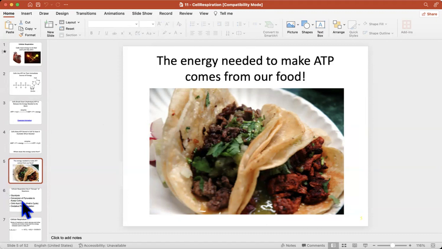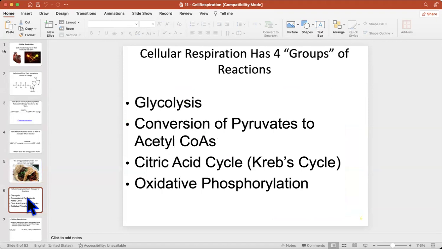That's cellular respiration. So let's look at how to turn glucose into ATP. Totally, there are 4 processes: 3 main processes and 1 intermediate step. The first one is called glycolysis. That's the main process, the first process. And then we have an intermediate step, which turns the pyruvate into acetyl-CoA.